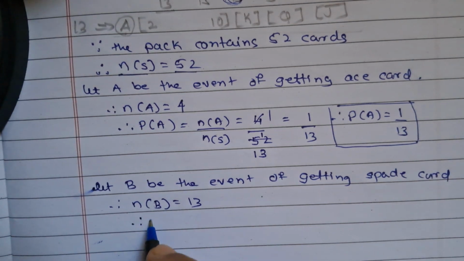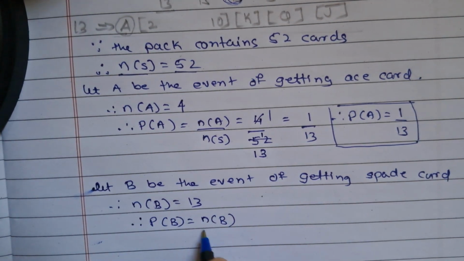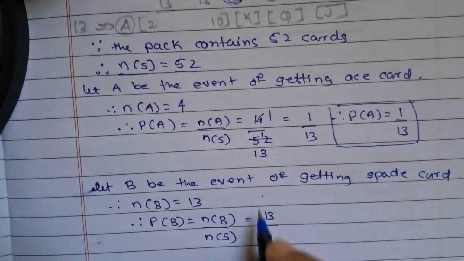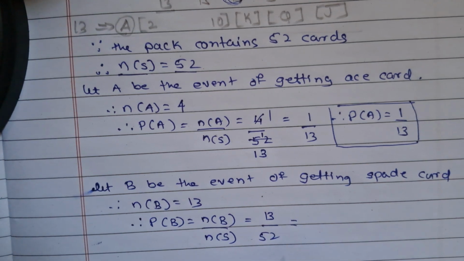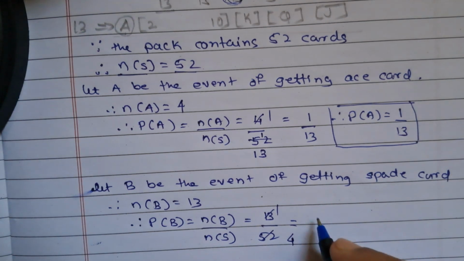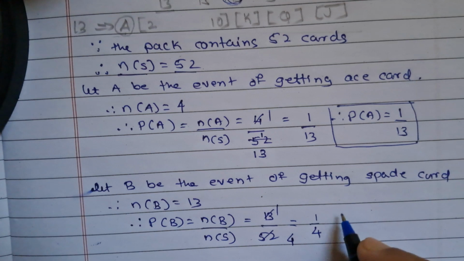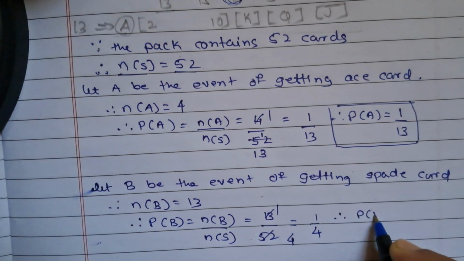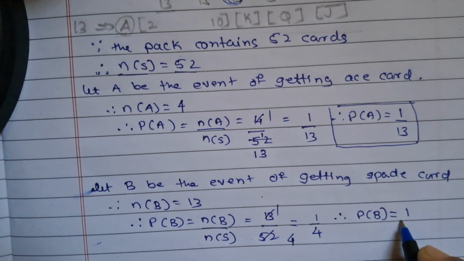And simple as that. Now we'll find the probability of B. Probability of B is nothing else but n of B upon n of S. So what do we have with us? n of B is 13 and n of S is 52. And this can be cancelled, right? 13 ones are 13, 13 fours are 52. So therefore I will have the final answer as 1 upon 4. So I could write, therefore probability of B is nothing else but 1 upon 4.